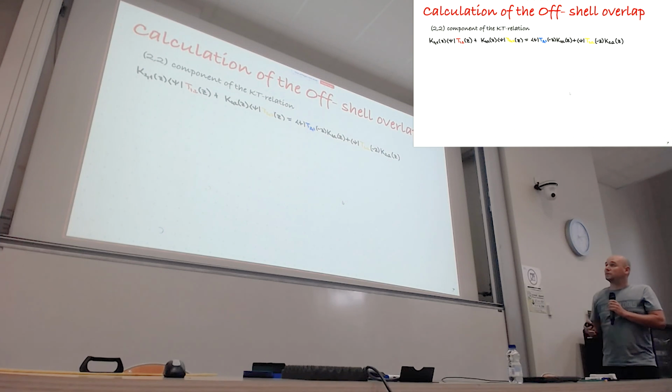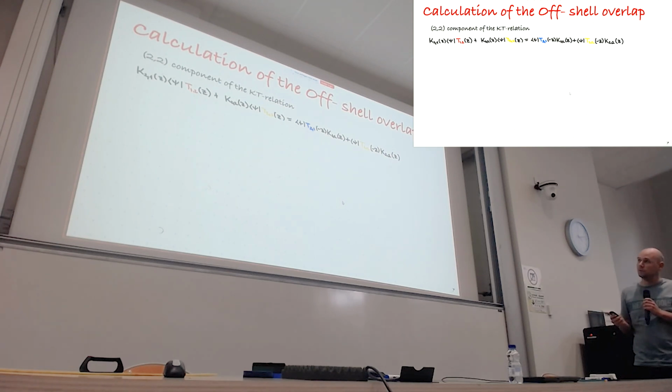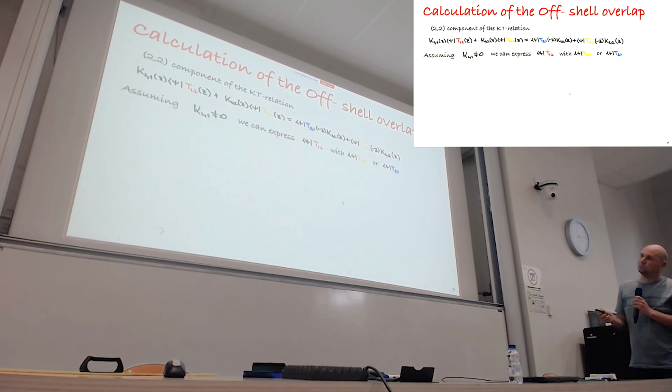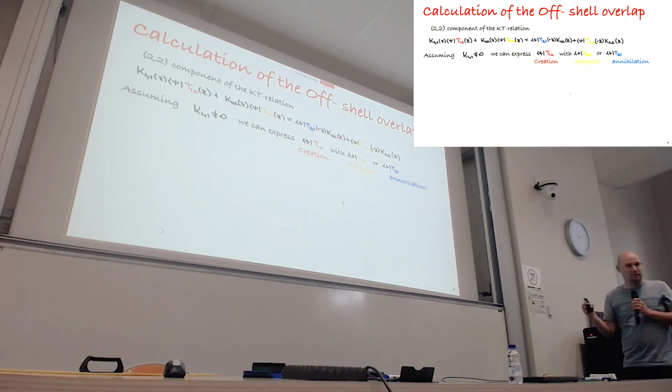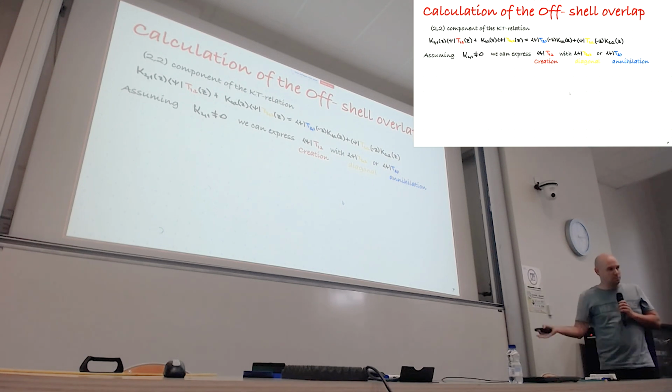Now let us calculate the off-shell overlaps, and for this we use the KT relation. The KT relation is a 2x2 matrix in the auxiliary space, and we only use this 2-2 component. The 2-2 component looks like this, and assuming that this component of the K matrix, so this K21, is not 0, then we can express this term with these others, and we know that this T12 creates beta roots, and the diagonal element does not change the number of beta roots, and this T21 annihilates beta roots.